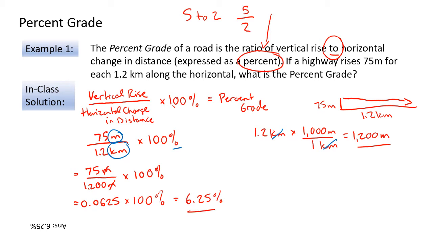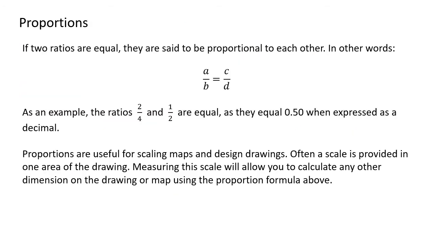Okay, so this question takes all of these lessons that we've learned in the last 2 slides into one type of question. So now when you look at ratios, you can also look at proportions. And what proportions are is simply 2 ratios that are equal to each other.